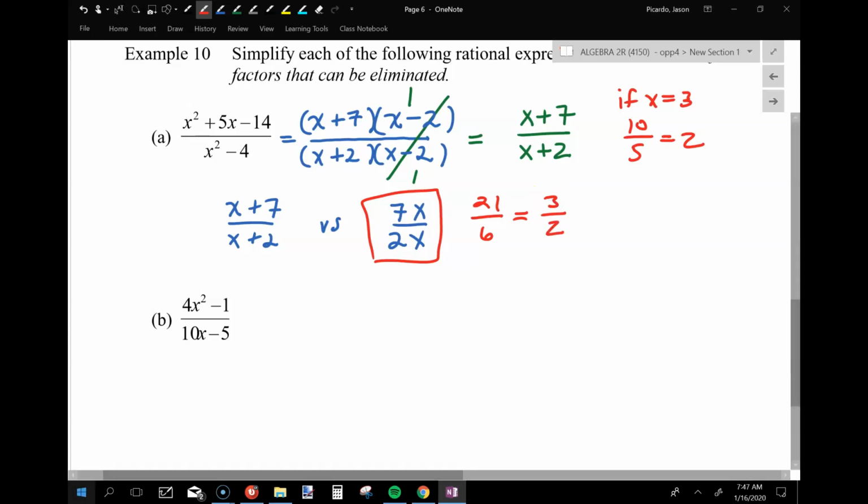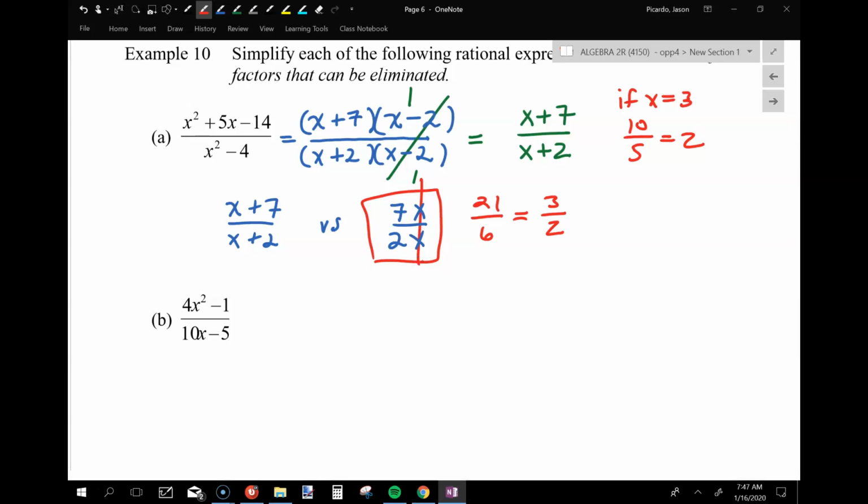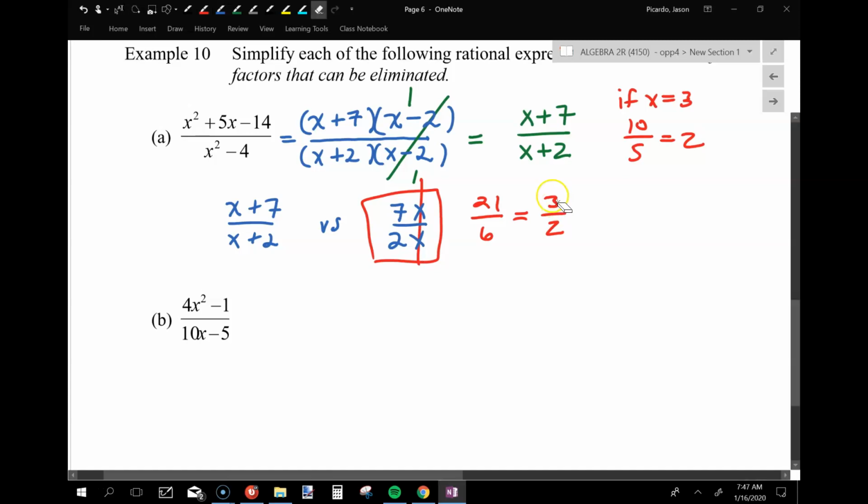3 halves. So would I be allowed to cross out those x's? Oh, sorry, hang on, not 3 halves, I gave you guys the wrong number. 7 halves, right? Because I can reduce both of these by what? 3. 7 halves equals 7 halves. So does this seem like you would be allowed to cross those x's out? Seems like it, right?